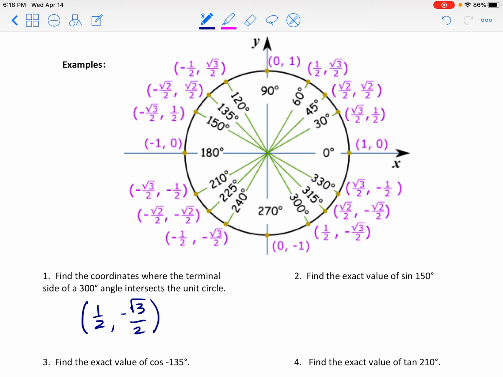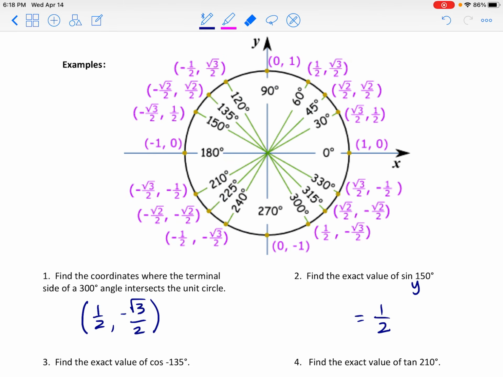Now if I said to find the exact value for the sine of 150, let me find 150 first, that's here. If I said find the exact value for the sine, we have to remember the sine is just the y value in that coordinate, and the y value in that coordinate is 1/2. So this is going to be 1/2.